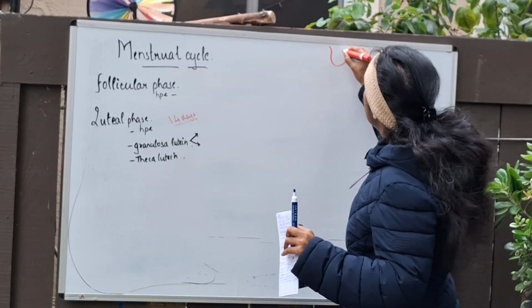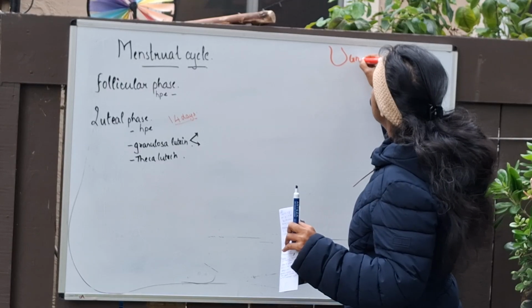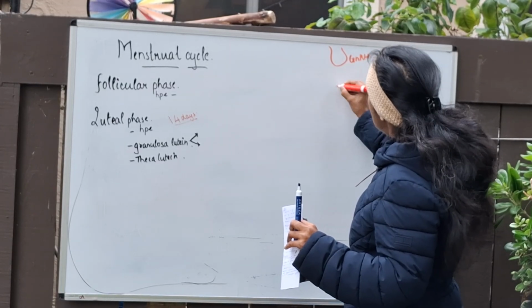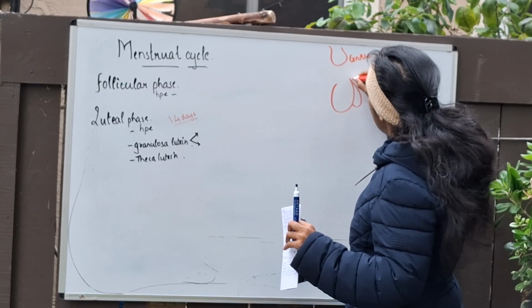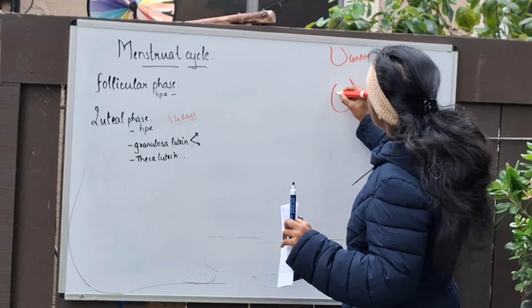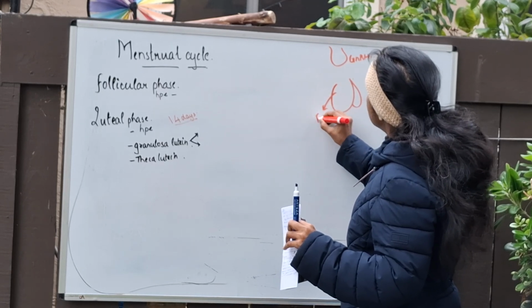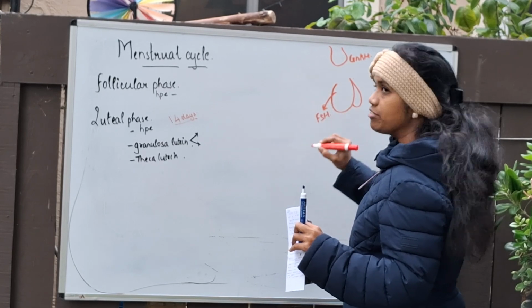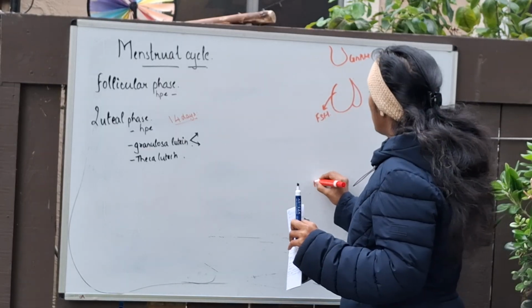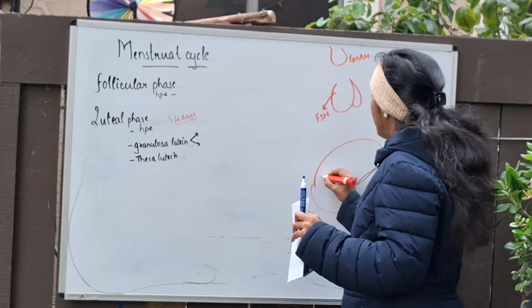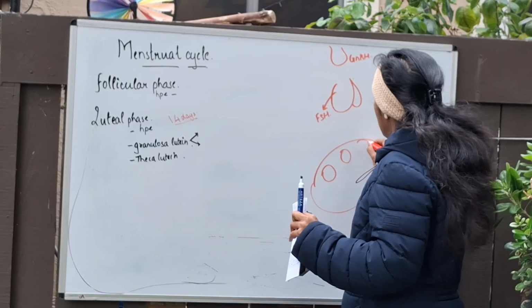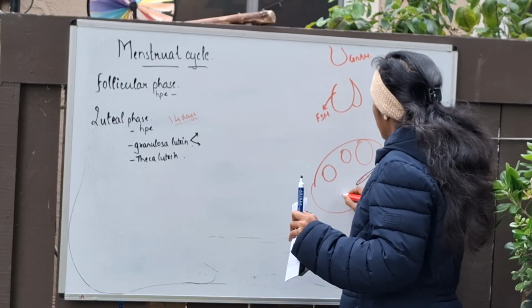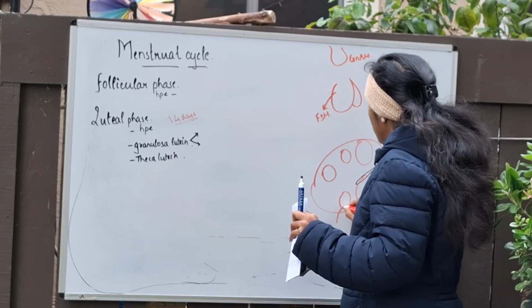So here we have the hypothalamus which will be releasing GnRH. This will be acting on the pituitary, the anterior pituitary, which will be releasing the follicle stimulating hormone, that is FSH. The FSH will now act on the ovaries, where the Graafian follicle will be developing and the ovum will be released.